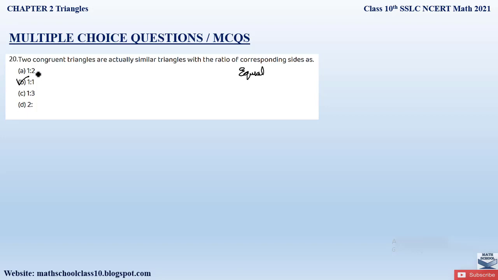Here the first ratio is 1:2, which is not correct. Third ratio is 1:3. Again, that is not correct. Option D is also not correct. So always the ratios should be equal. Therefore, the correct option is option B.